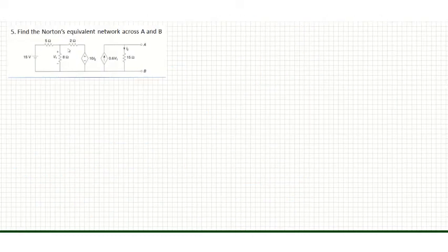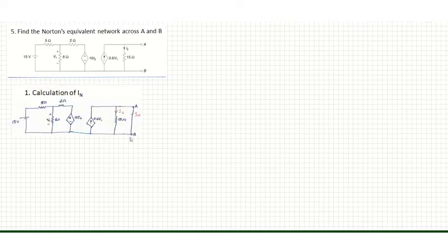Let's move to the next question. Find the Norton equivalent network across terminals A and B. Here we have a 15-volt independent source and two dependent sources. These two are the dependent sources. So the first step is to find the Norton current IN.